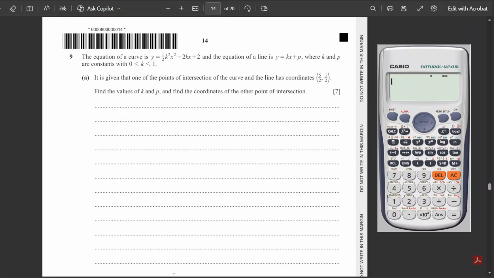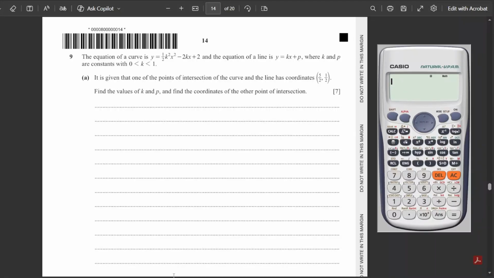Okay, let's begin with our question number 9. It gives us the equation of a curve, y equals 1 by 2 k squared x squared minus 2kx plus 2, and the equation of a line, which is y equals kx plus p. Both of these equations have k, and the equation of the line has a variable p. They say where k and p are constants, so that means that they are just some random numbers, and then they give us a value for k that can only be between 0 and positive 1.